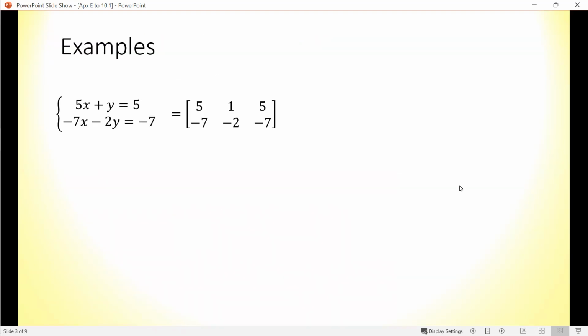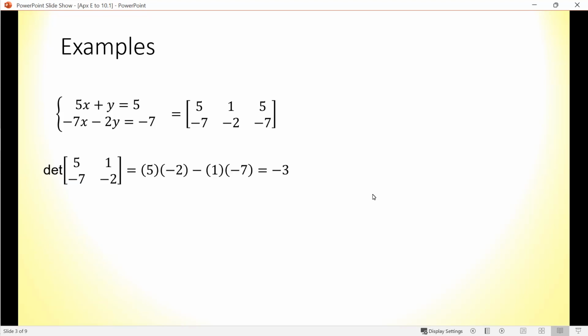So for example, if we have this system of equations up here, 5x plus y equals 5, and -7x minus 2y equals -7, we know that we can rewrite that system of equations as a matrix. Now, in our case, notice that our matrix has 2 rows and 3 columns, which means it's not a square matrix. So we can't actually take the determinant of this 2x3 matrix.